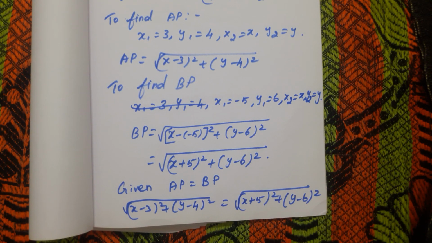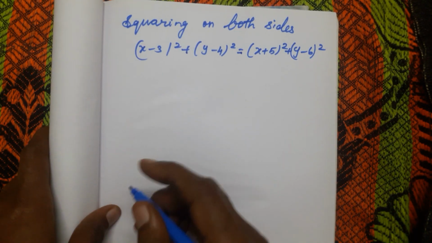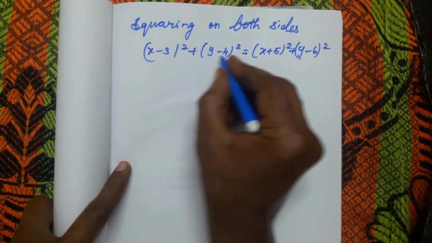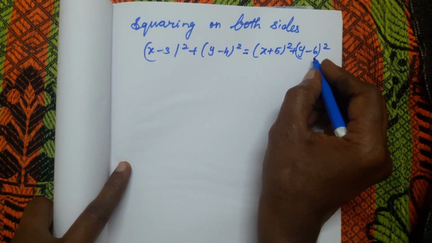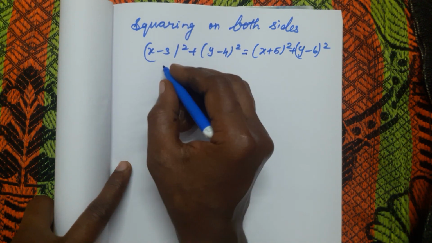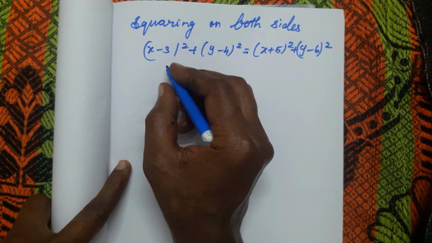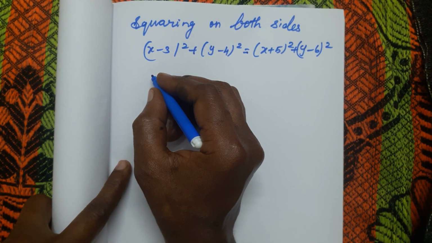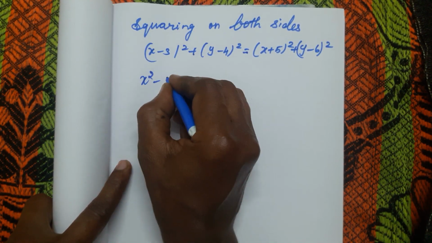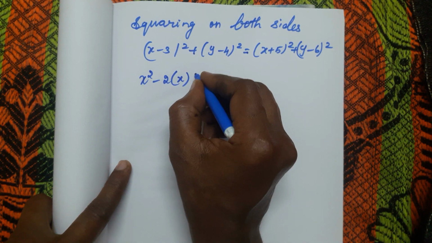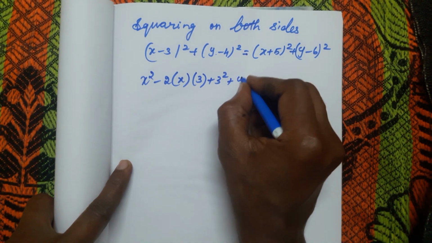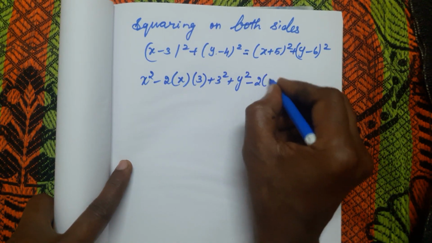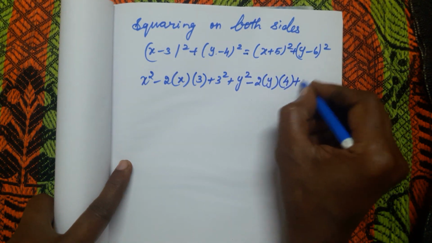When we are squaring on both sides, what will we get? (x minus 3) the whole square plus (y minus 4) the whole square is equal to (x plus 5) the whole square plus (y minus 6) the whole square. Here we want to use the formula (a minus b) the whole square is a square minus 2ab plus b square. So x square minus 2 into x into 3 plus 3 square, and y square minus 2 into y into 4 plus 4 square.